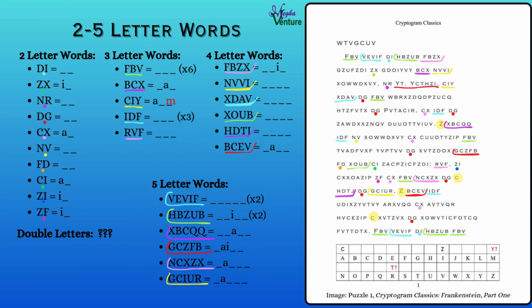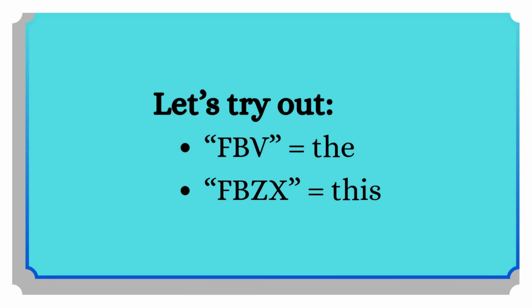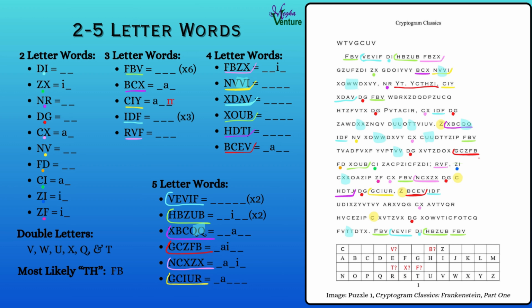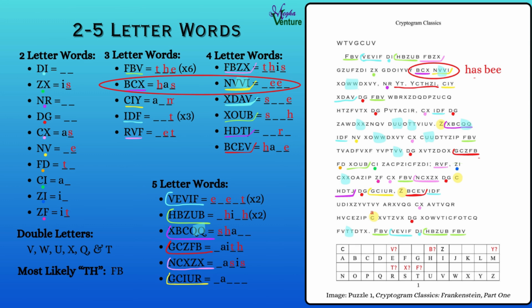Let's quickly find and note any double letters, in case it helps us later. Finding th is our next step. Many 3 to 5-letter words have T or H, or both. FBV occurs 6 times, and both F and B are showing up in other words, as well as together in FBZX. So let's try FBV equals the, and FBZX equals this. This is looking good. Let's see what we have.